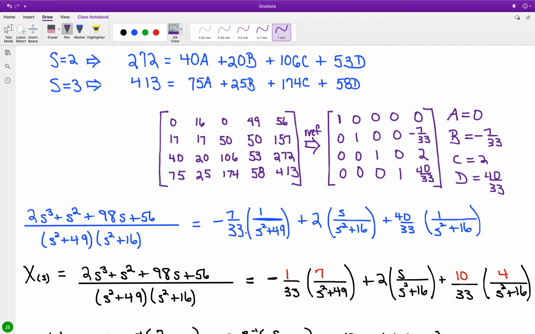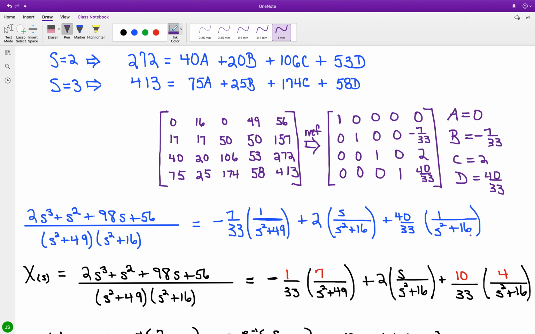So again, with the first expression, we have 1 over s squared plus 49. And if I put this in the realm of k over s squared plus k squared, our k value is going to be 7. And so just rewriting this set of terms, we'll have negative 1/33 of 7 over s squared plus 49, and we have plus 2 times s over s squared plus 16, and again, we want to line up where we have k over s squared plus k squared.